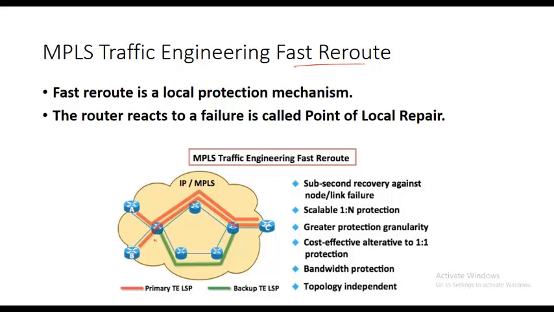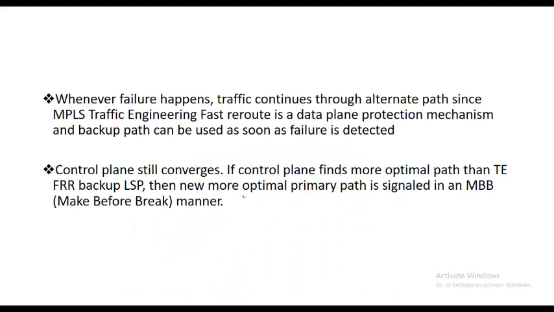So the control plane still converges. If the control plane finds a more optimal path than the traffic engineering fast reroute backup label switch path, then the new, more optimal primary path is signaled in a make-before-break manner. So you have said take this alternate path, but there's some better path coming. So it's going to signal that there is some better path. But statically, if you've given some backup path, it will take that backup path.